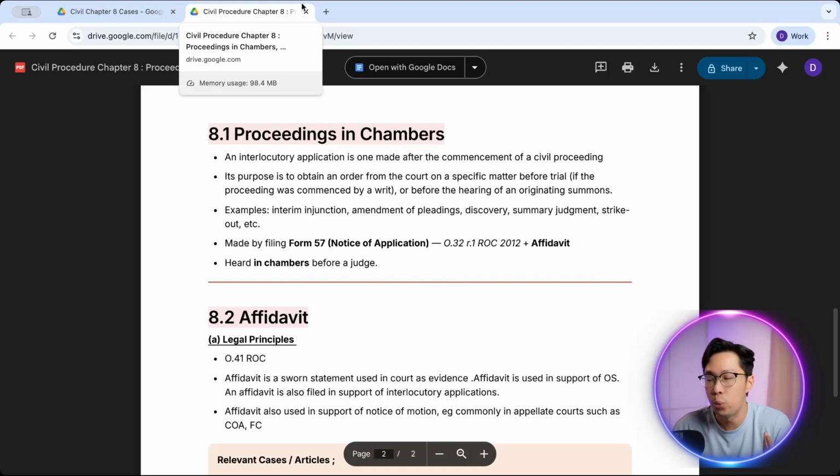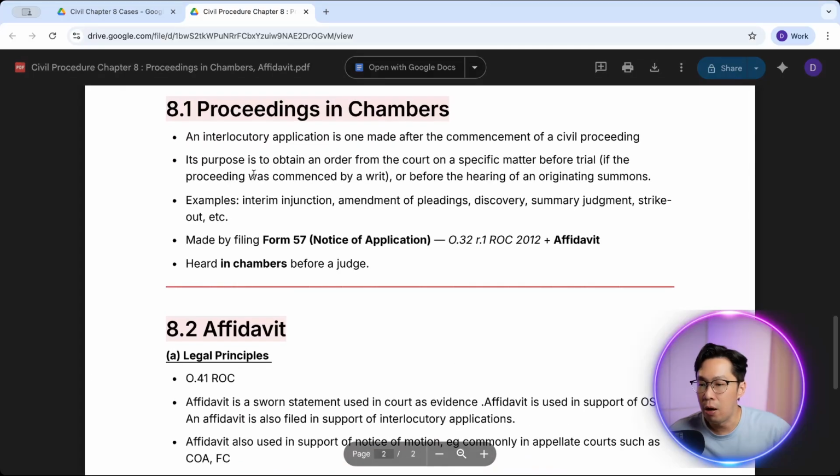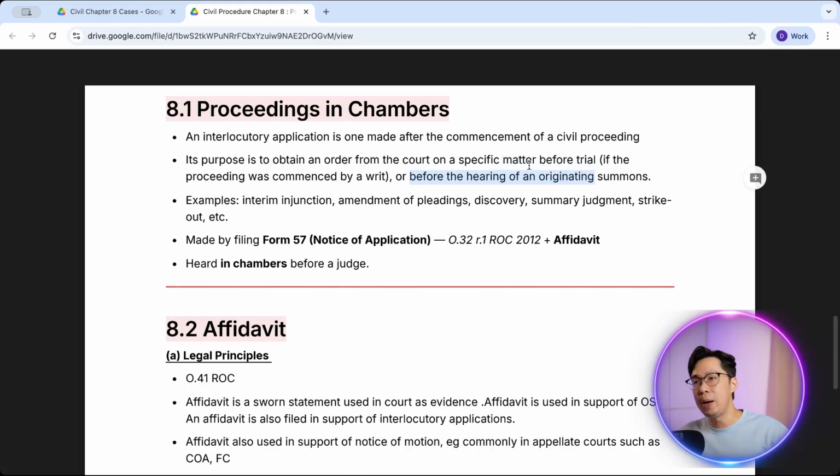So what are some of the things dealt with in proceedings in chambers? It means it's not open court. For example, interlocutory applications. For example, injunction. For example, third party, where you apply ex parte, all these things. It is made after commencement. Its purpose is to obtain an order for specific matters before trial or before hearing. Ex parte means you go one-sided. You go alone. Once there is a date for hearing, a hearing of a third party proceeding, hearing of an injunction, then the other party will come. The other party will be the defendant. Examples: interim injunction, amendment, discovery, summary judgment, striking out.